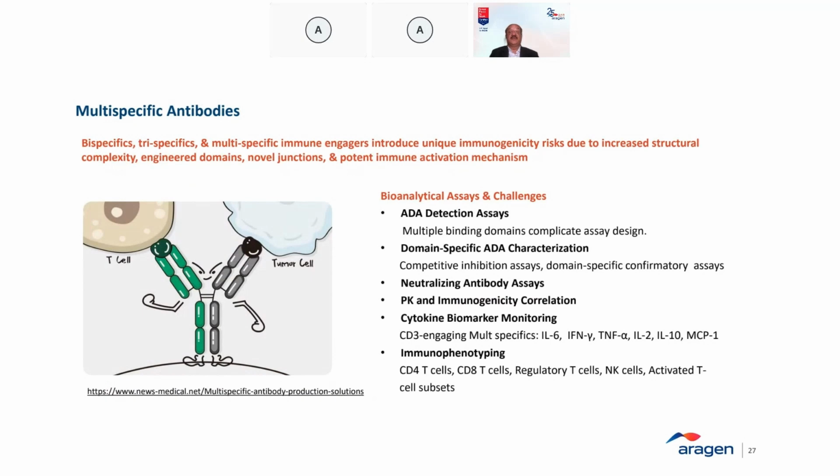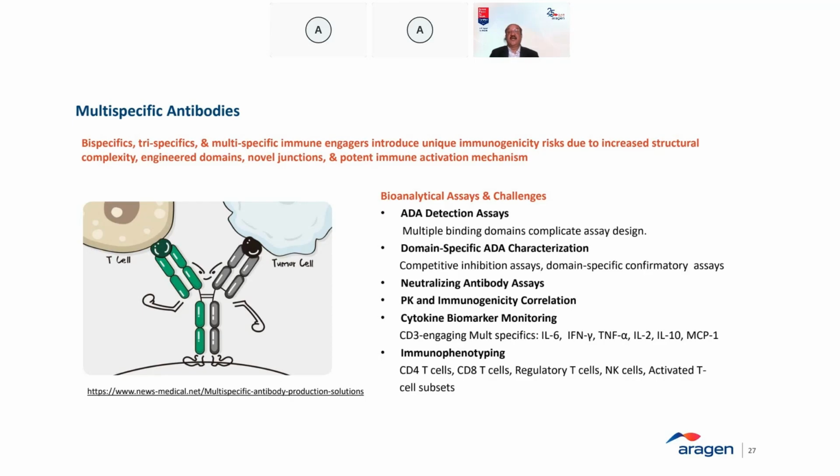One has to not only look at the ADA detection, but one has to show whether there is domain-specific antibody, and that is mostly done by using confirmatory assays. One has to demonstrate whether there is any neutralizing antibody activity, and we correlate it with the pharmacokinetics to show if the antibody that is generated had any meaningful impact on the presence or efficacy of the molecule.